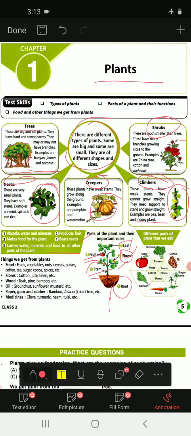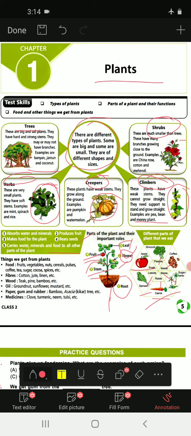Next is different parts of plants that we eat. Look at this flower, that is broccoli. Seed, that is coffee. Stem, that is sugarcane. Root, that is carrot. Leaves, that is spinach. Last one is fruit, that is apples. These are the different parts of plants that we eat.